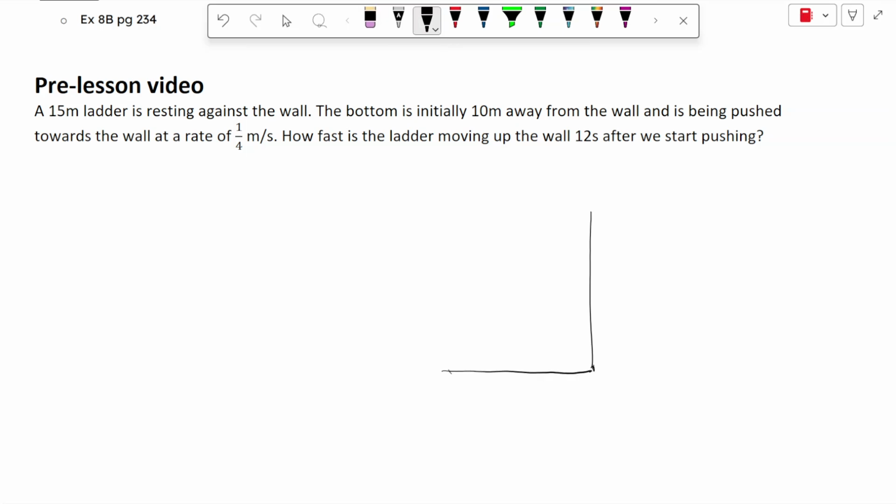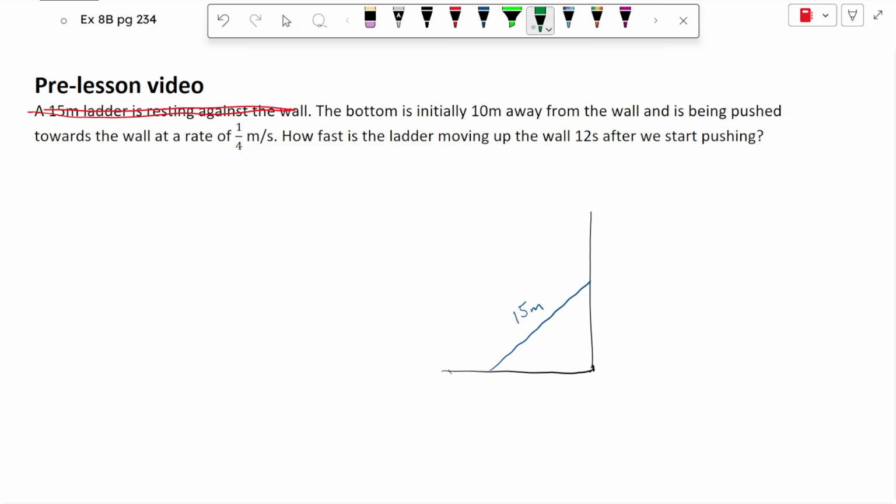Okay, so we've got a ladder up against a wall. So I'm just going to draw this ladder in, and I'm going to draw 15 meters. So it's resting against the wall. Whenever I do a related rates problem, I really like to cross out any information I've already used. So we've got the 15 meters there. We've used that. The bottom is initially 10 meters away.